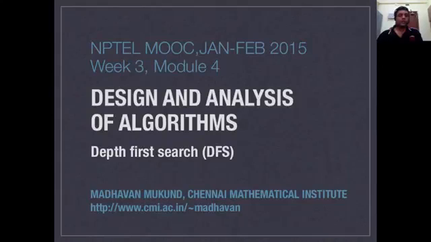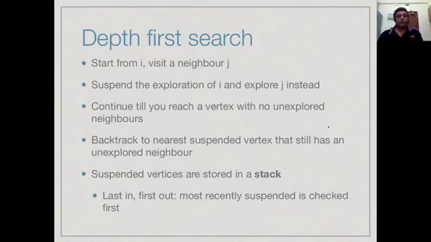So we have seen how to explore connectivity using breadth first search. So now let's look at the other strategy which is commonly used called depth first search. In depth first search, instead of exploring all vertices level by level, each time we explore a new vertex, we immediately explore its neighbors.